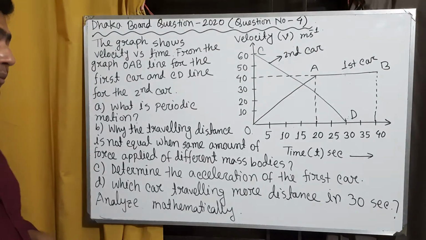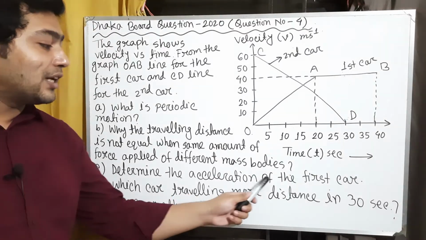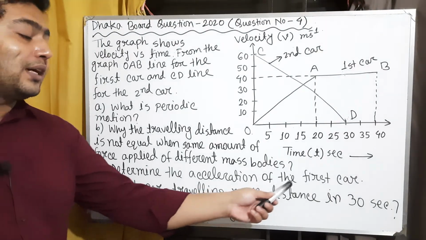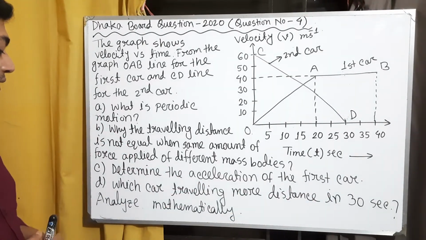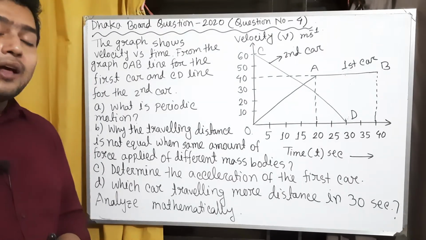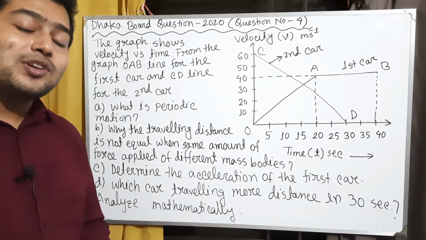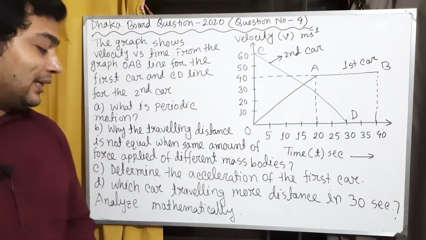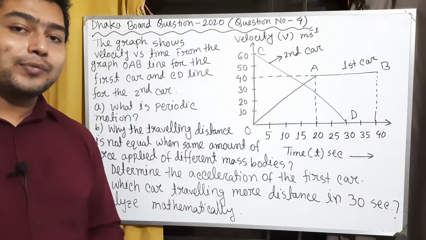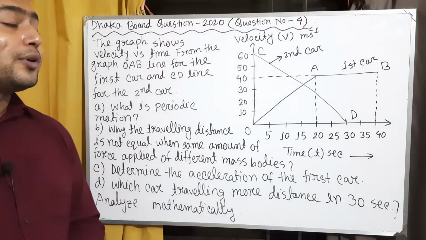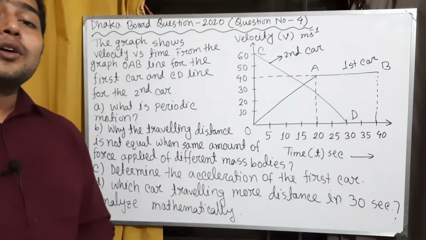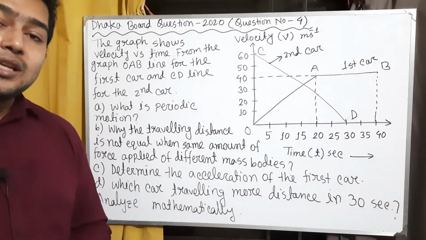Now question number C: determine the acceleration of the first car. And question number D: which car travels more distance in 30 seconds? Analyze mathematically. So this is our Dhaka board 2020 question number 4. Now we will try to solve this question step by step.